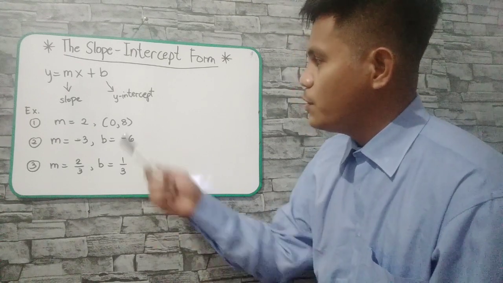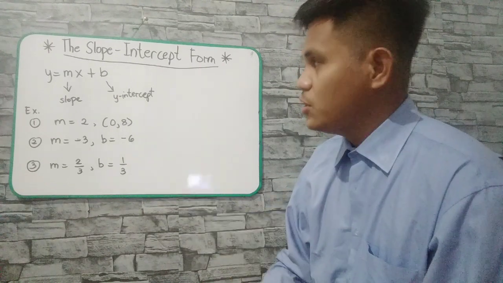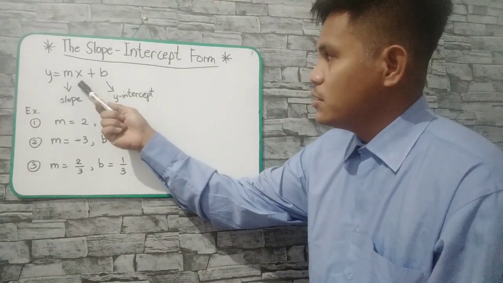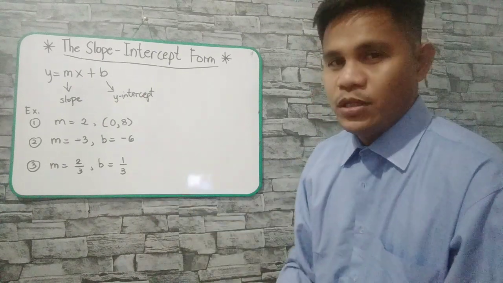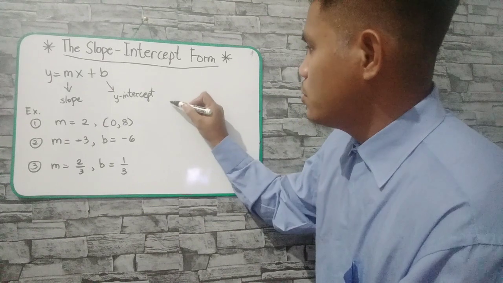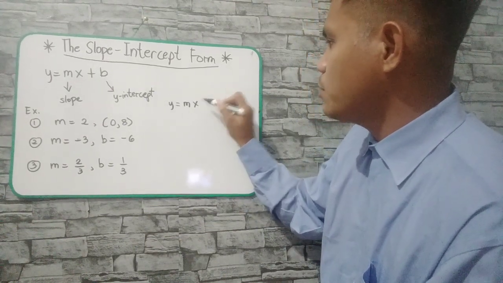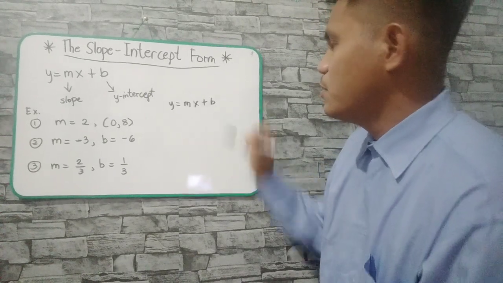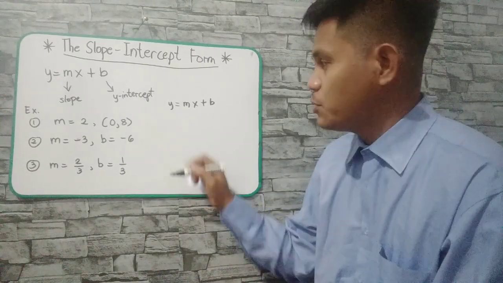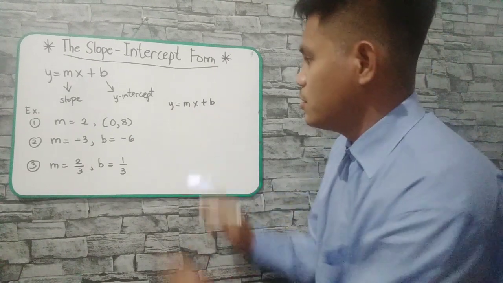So how are we going to write an equation using this y is equal to mx plus b? All you have to do is to write first the formula y is equal to mx plus b. Now all you have to do is to substitute m and b. How? So this is the way.